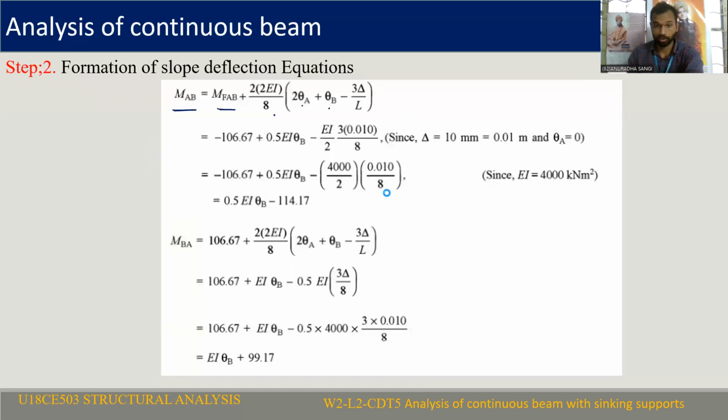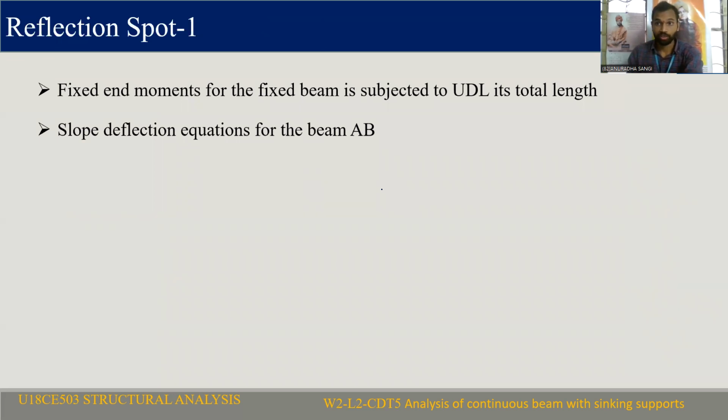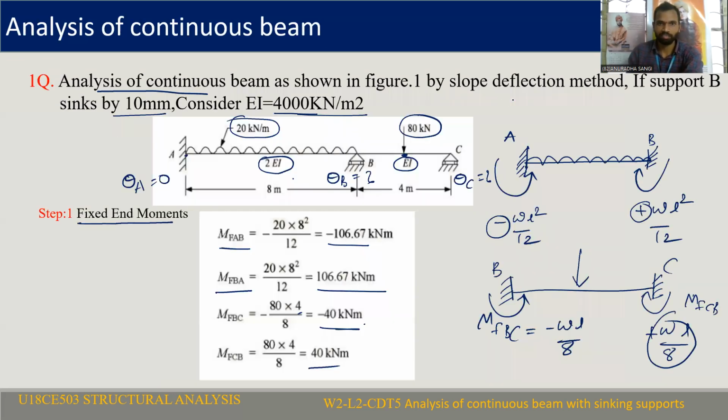Delta is not 0 here. It says that one of the supports sinks by delta, that is 10 mm. So delta B is a known value, that is 10 mm. You need to convert it into meters, 10 to the power of minus 3 meters.